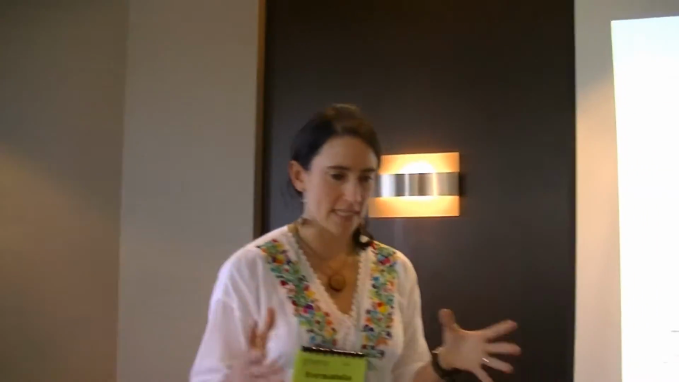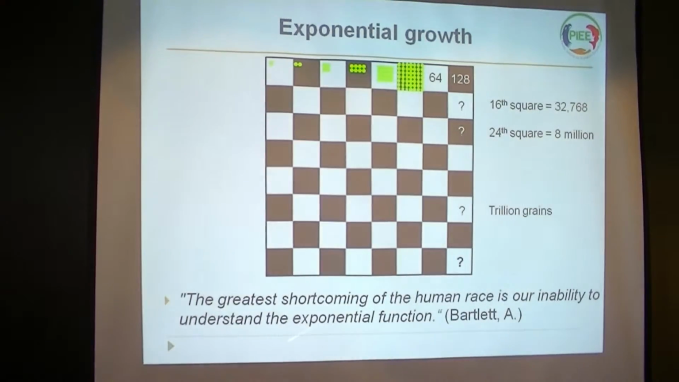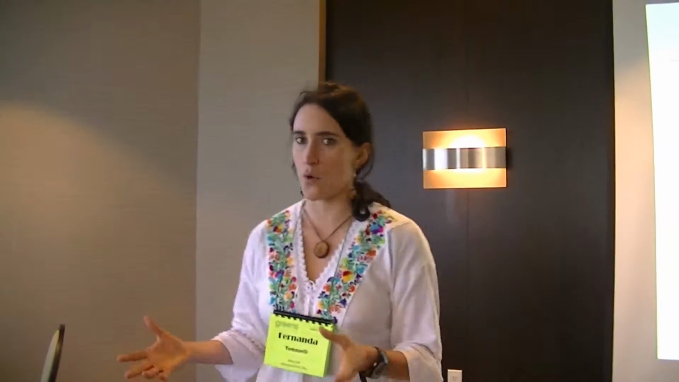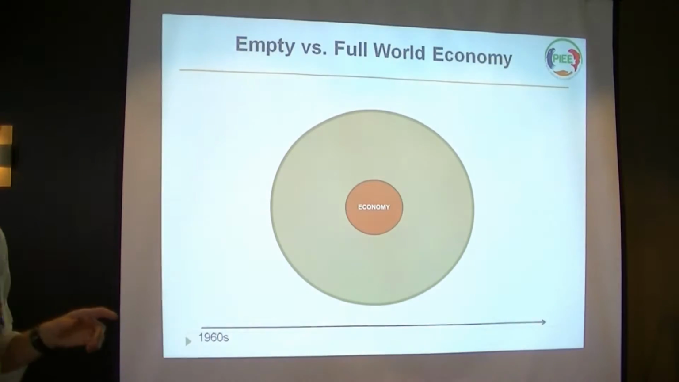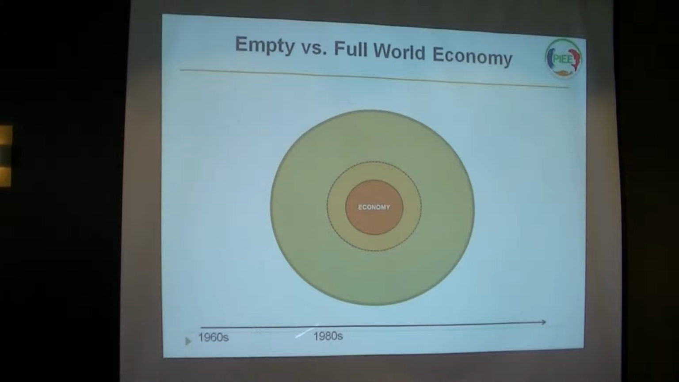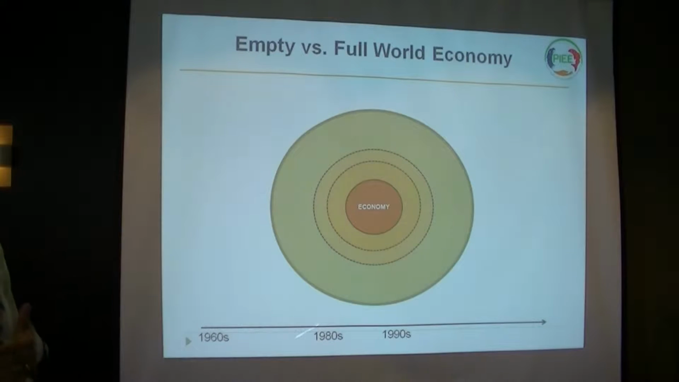Something really interesting, according to the physicist Al Bartlett: the greatest shortcoming of the human race is our inability to understand the exponential function. It seems our brains are not wired to really understand this. Even though I've seen it, I really don't grasp it. It's a complex thing. Economic growth, as I said, is a type of exponential growth. So imagine this is the human economy in the 1960s. It grows at 3% a year, which doesn't sound like a lot. But if an economy grows at 3% a year, it doubles every 20 to 23 years. So by the 1980s, we will already have double the size of the economy. And if it grows a bit higher, 5% or 7%, it will double every 10 years.